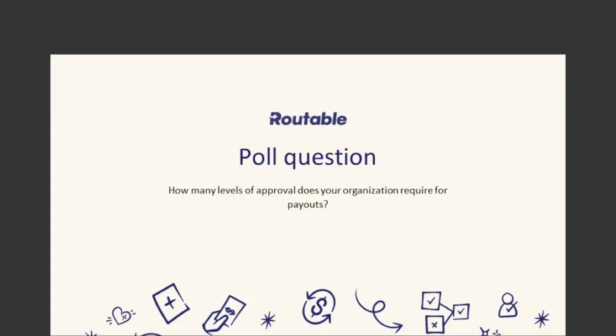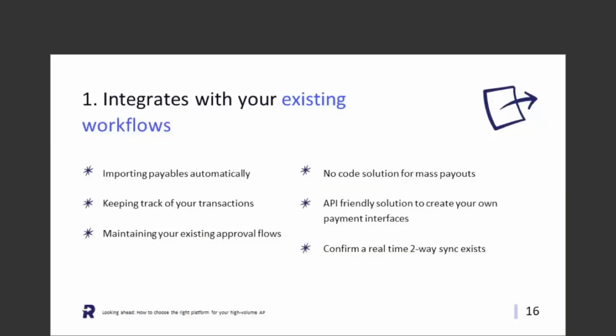Okay, so with so many of our attendees having so many levels of approval for payouts, clearly they need to automate. So how do we go about choosing the right automated solution, Omri? Thanks for leading that. I really, really appreciate it.